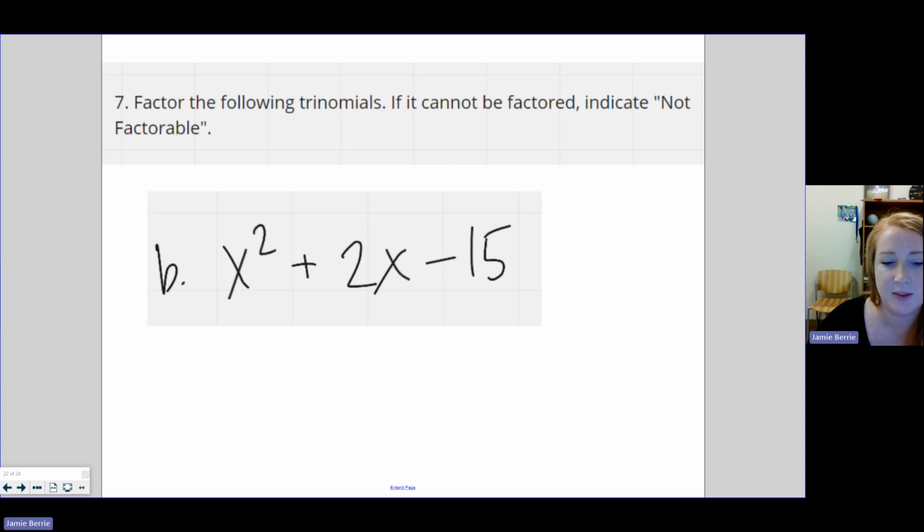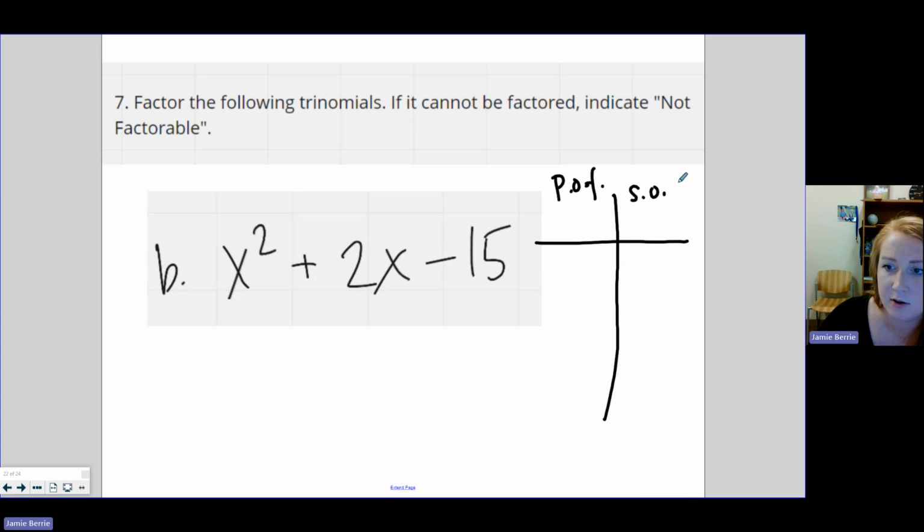Right, so here we go. We're going to do the same thing. We're going to make that little table. Pairs of factors, sums of factors. All right, so in the left-hand column, you're just writing things that multiply to give you the constant term.